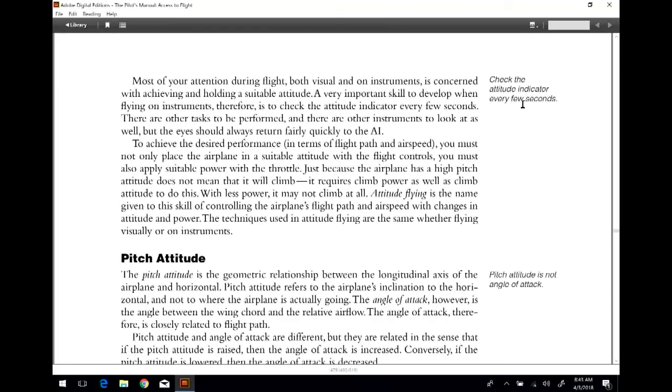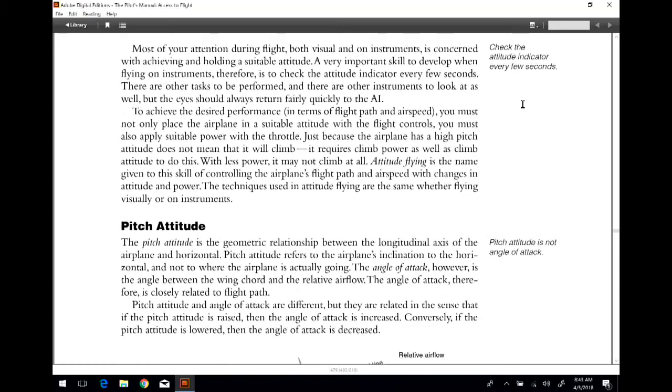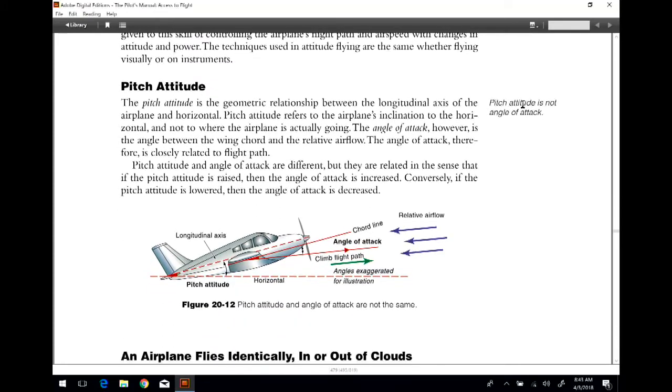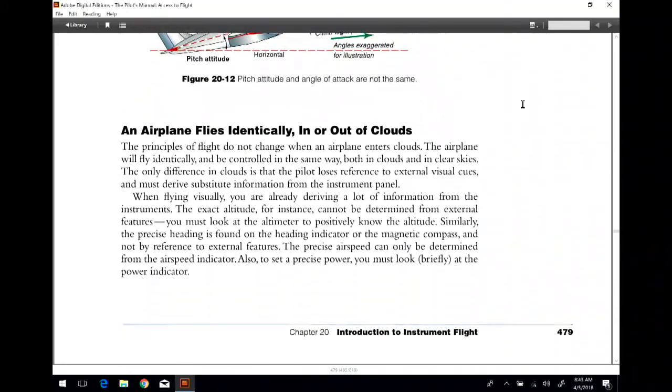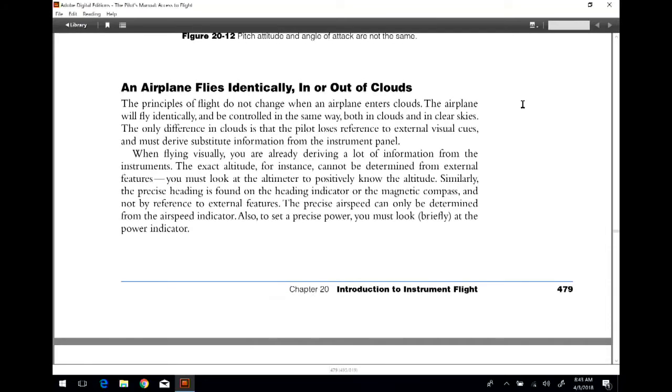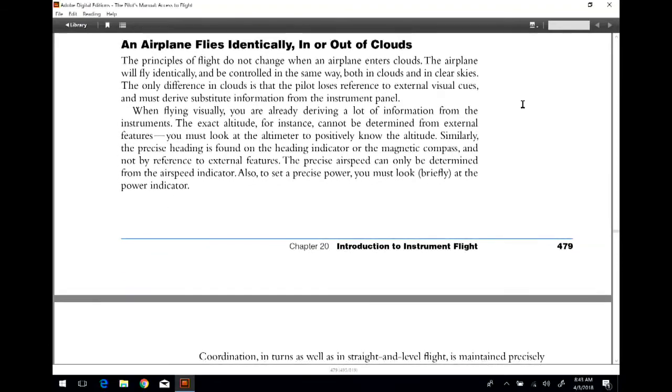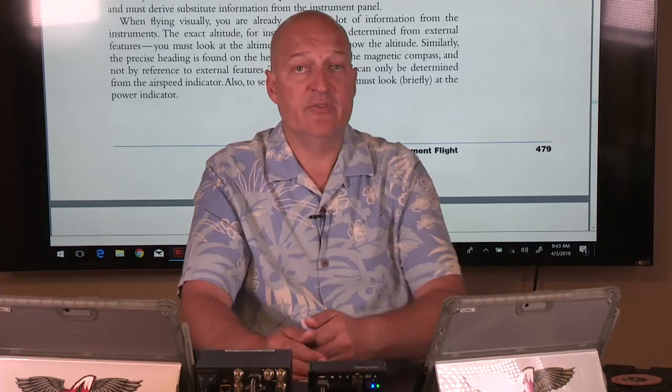When you are in the clouds, the attitude indicator, the alpha and the omega. Pitch attitude, there you go. Understand that the airplane flies identically in or out of the clouds. The physics still work there, but I will tell you this.